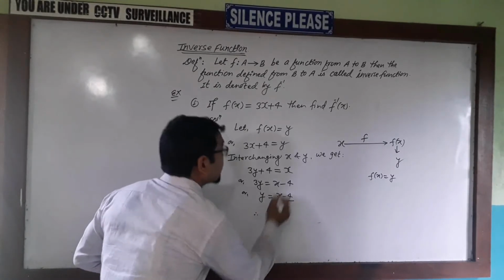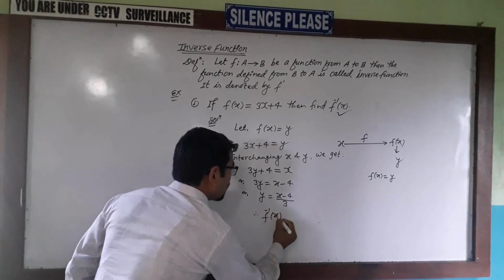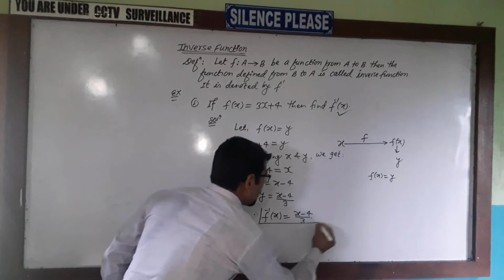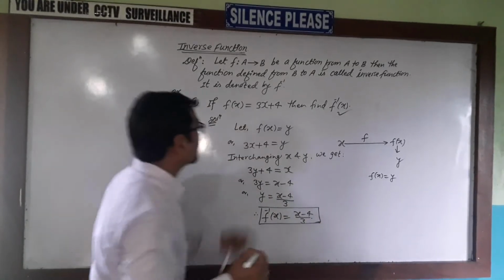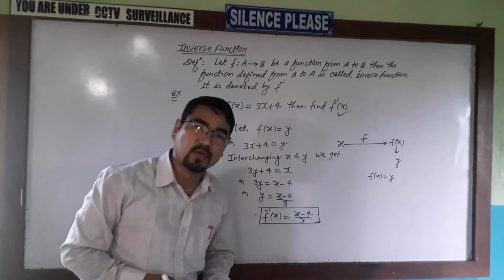So this can be written like this: f inverse x is equal to (x minus 4) divided by 3, which is our inverse function, the required inverse of the given function f of x. So in this way we can find the inverse of a function.